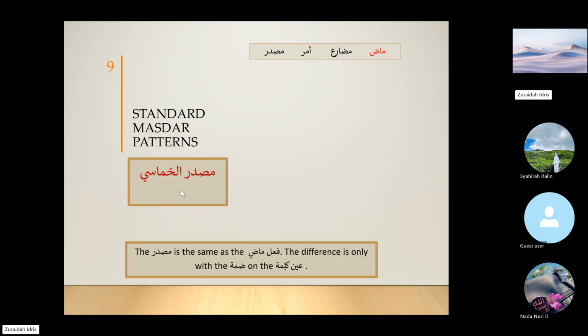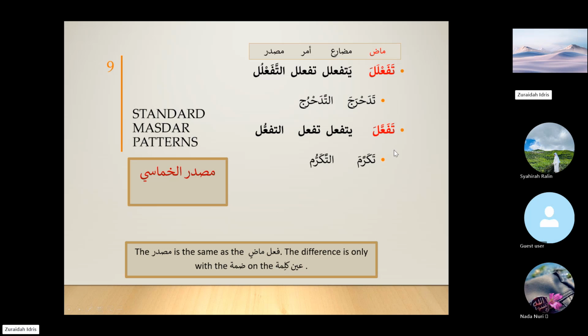So now we talk about humasi, which means the madin, the past tense, has five letters. Then we see a pattern here. I've written the pattern down here. So we have tafa'lal. We did this already. Oh, no, we haven't. So here we have that extra ta. It's not just fa'lala anymore. It's tafa'lala. So this is madin, mudari, amar, and the masdar.